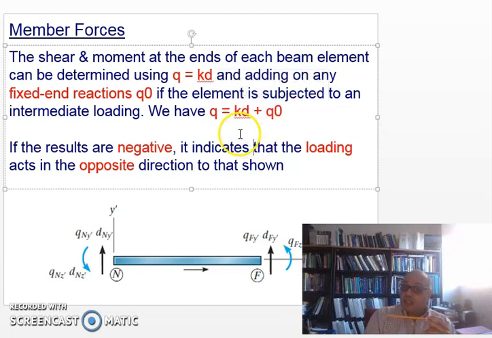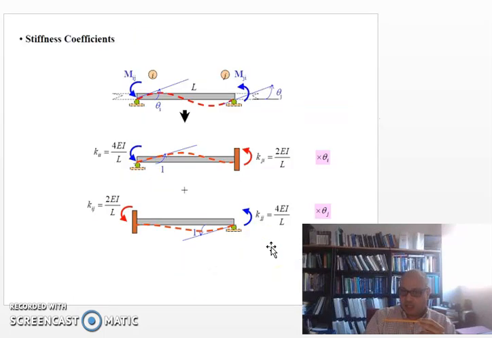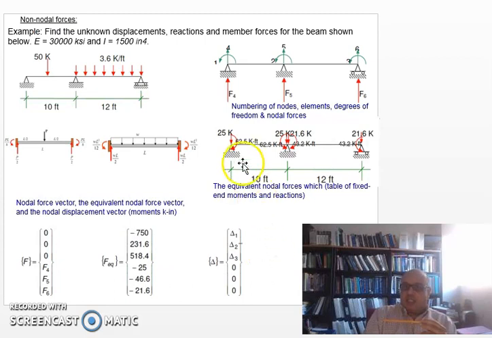Once you get the resultant, if it is negative, that means that the loading or the force is acting opposite to the direction that is shown right here. So these are the positive direction going up, and counterclockwise is the positive direction for the rotation and the force. So let's have an example.